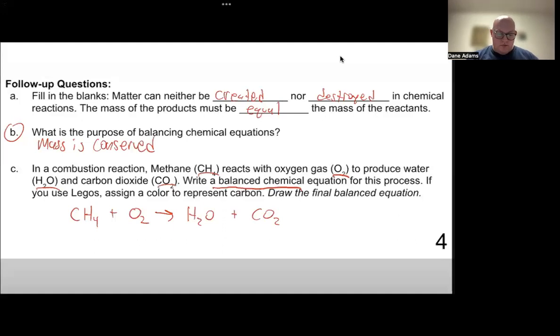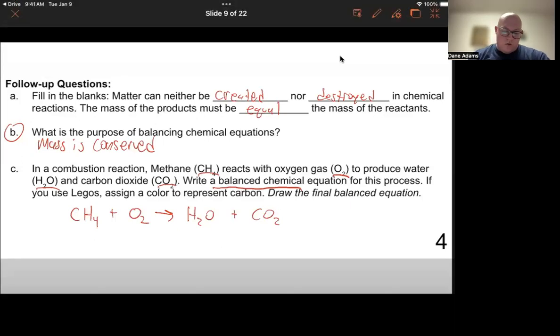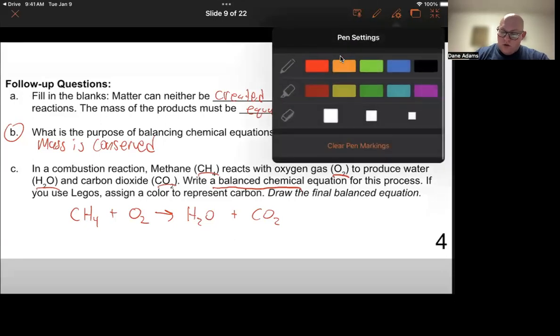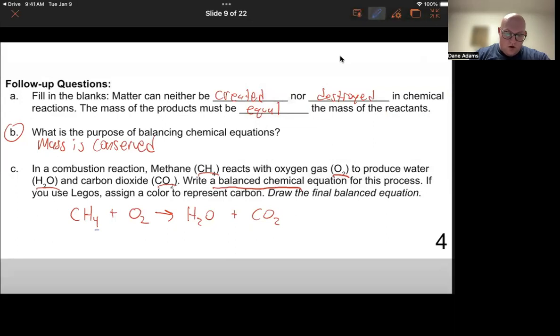It's the first element written, and I can see that carbon is balanced right now in its current form. There's one on each side, so I'll leave that alone for now. I notice the hydrogens are not balanced. I have 4 over here on the left and 2 over here on the right. So what do I do? Again, don't change the subscripts because that changes the identity of the molecule. But I can change coefficients.